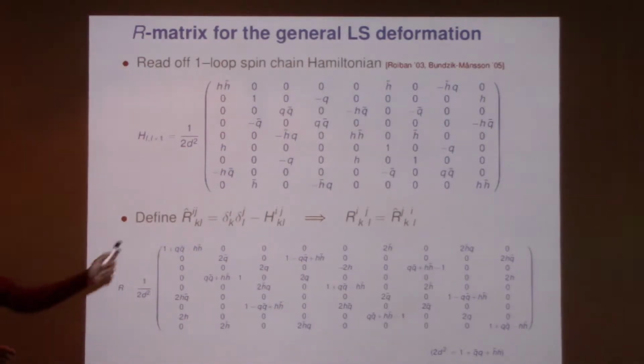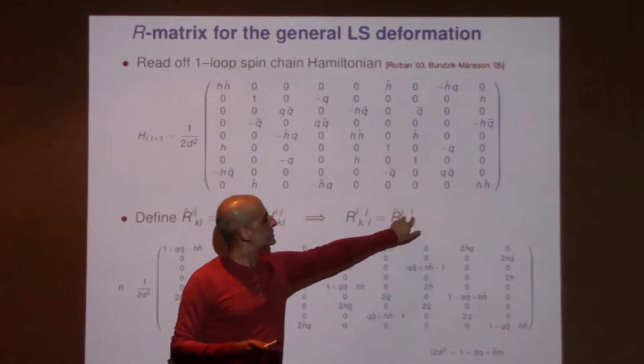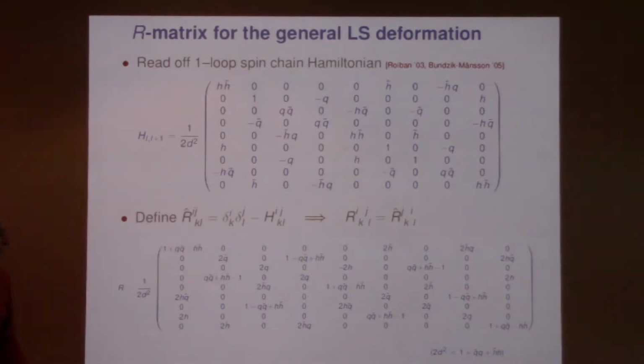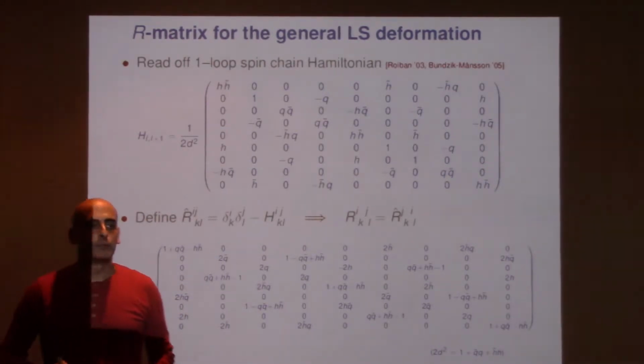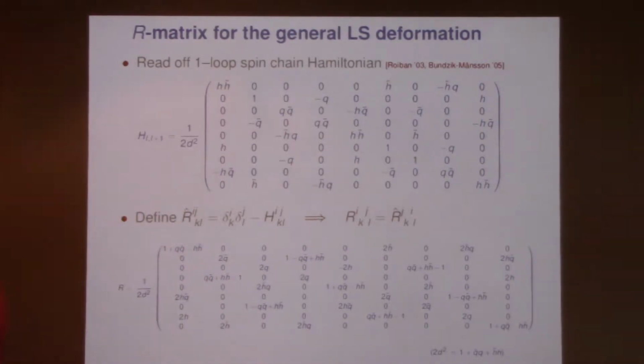The R matrix is defined through some permutation, which you can see here, ij becomes ji, and you get the actual R matrix of the theory. This is something that you now want to take and put in the Yang-Baxter equation and check whether it's satisfied or not. All right.